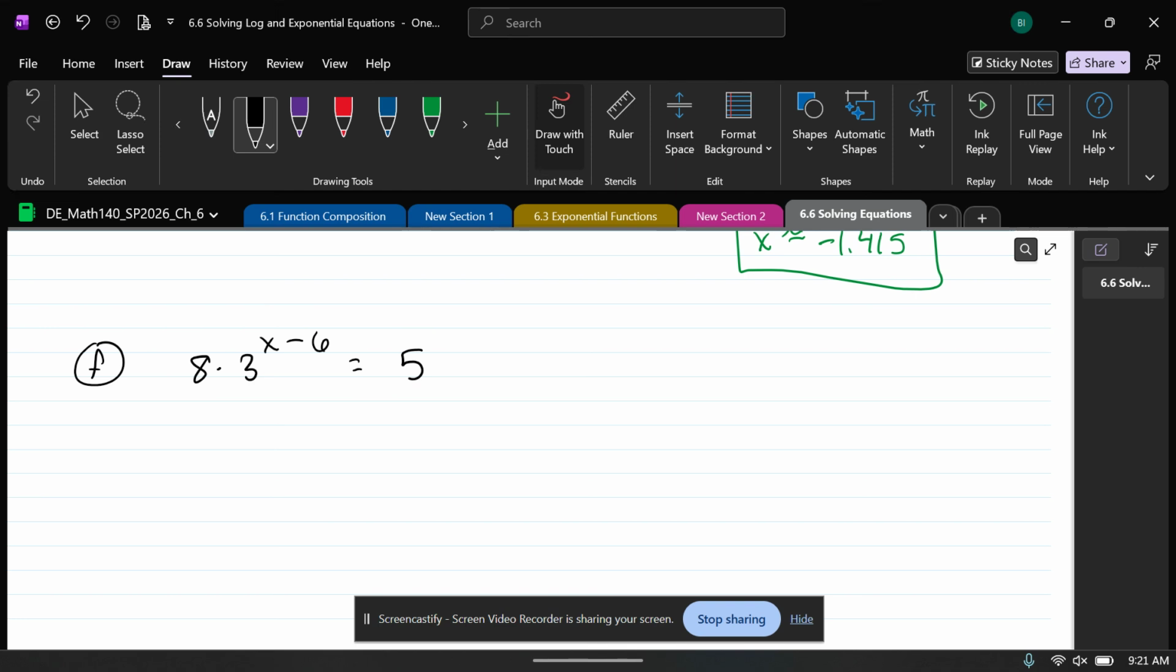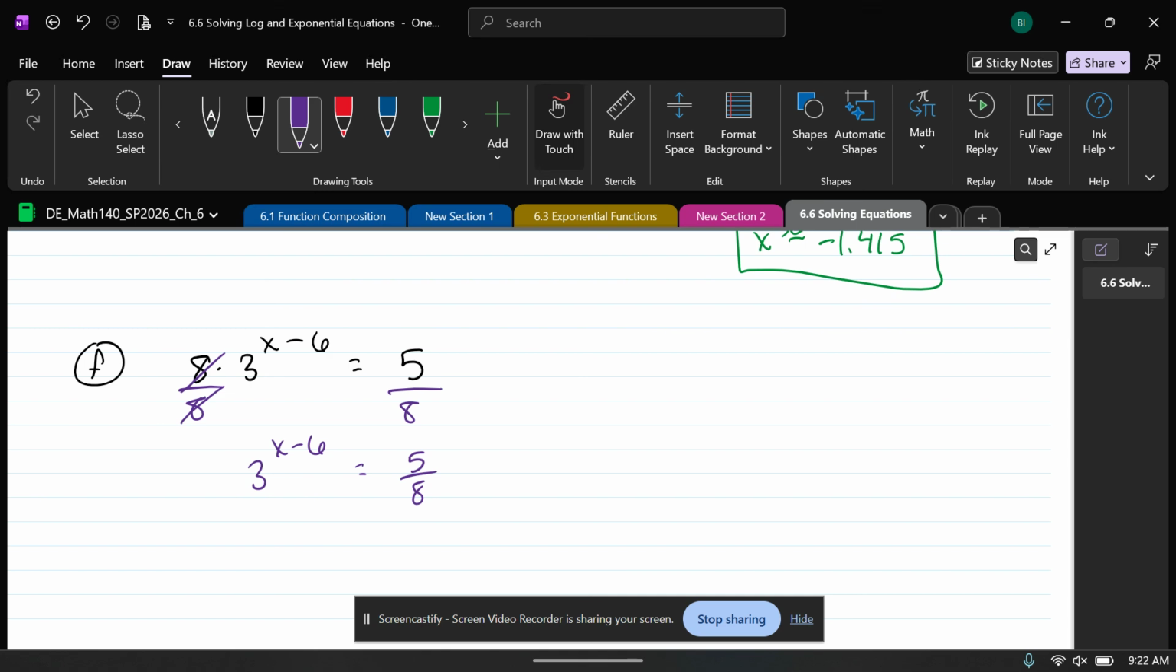So like we were doing with the logarithms, we want to isolate that logarithm to get rid of it. Here we want to isolate the exponential. So the first thing that I want to do is get rid of that 8 that's hanging in the front. So how do I get rid of that? Yeah, just divide by that 8 because that's the inverse of multiplication. So that's going to cancel that out and give me 3 to the x minus 6 is equal to 5/8.